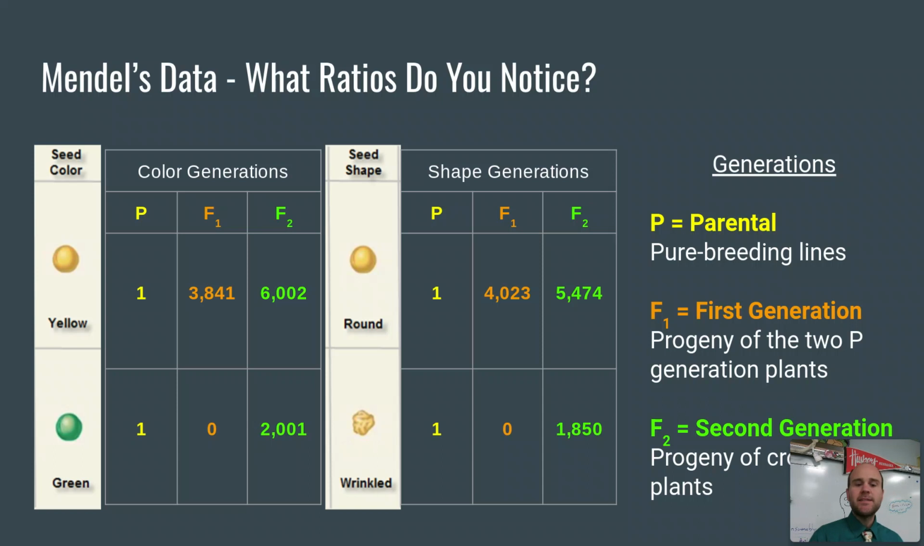Then he crossed the F1 generations again. So it was just yellow crossing with yellow, just round crossing with round. And in that F2 or filial 2 generation, he found that mostly, again, they were yellow, mostly they were round, but they weren't exactly all round or all yellow.